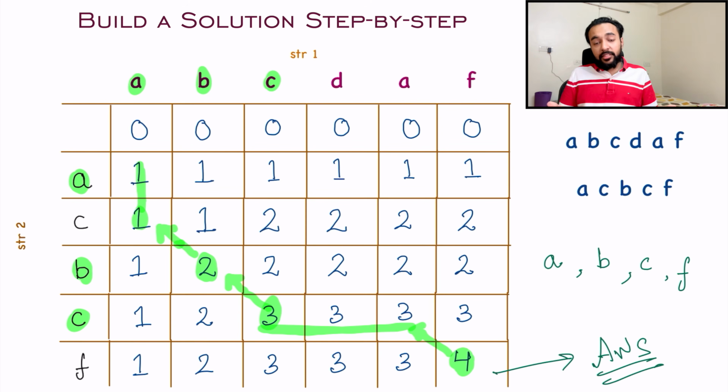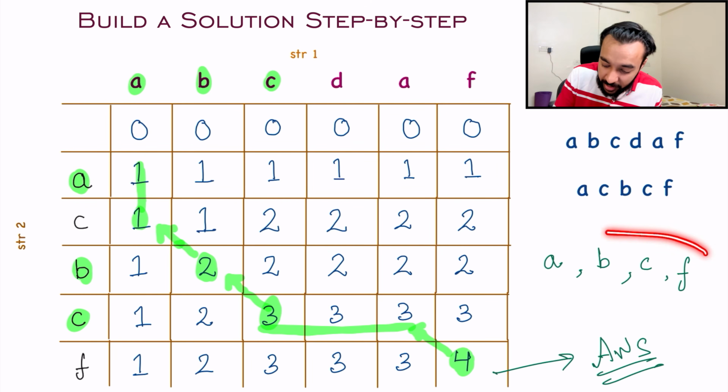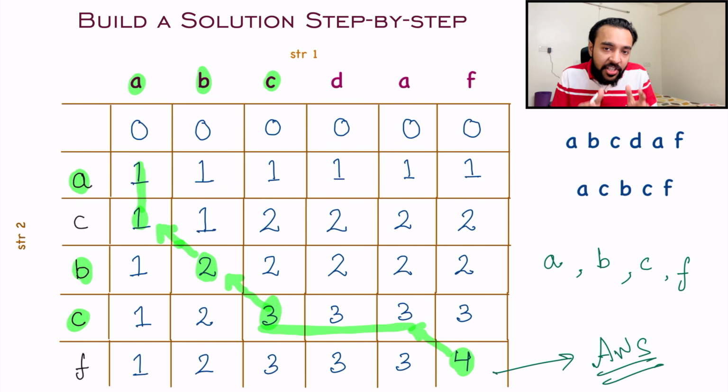So if someone asks you, okay, you got the length, but what is the longest common subsequence? This will be your answer. What we just did over here is dynamic programming. And this matrix is doing memoization. That means you are storing at each instance what will be the result and then expanding upon it, right?